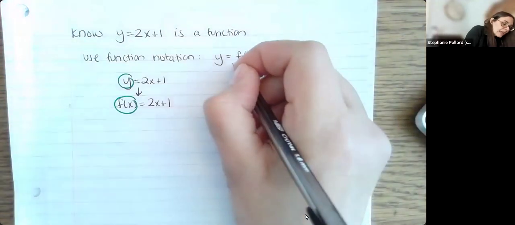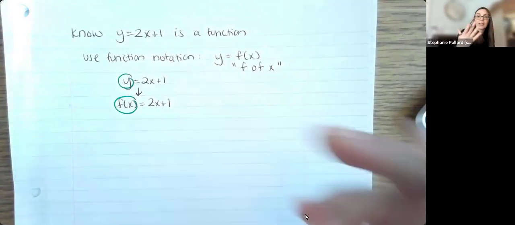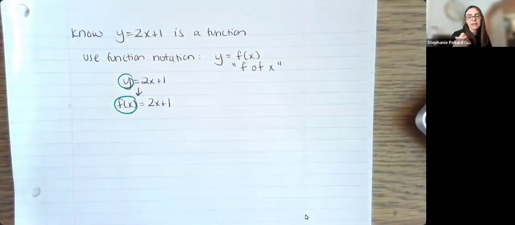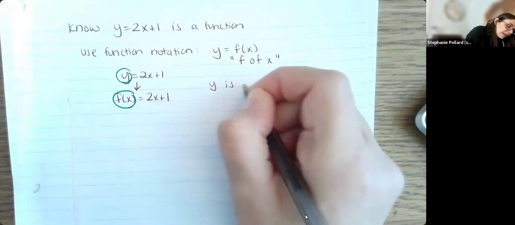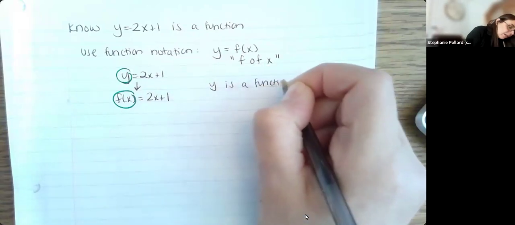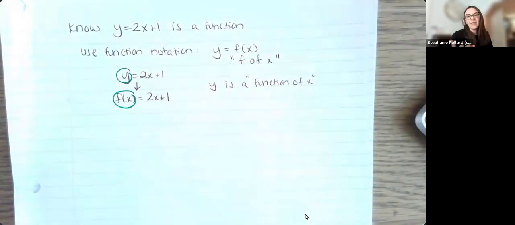Also, we do read this as f of x. Or if you use different letters, you could say g of x, h of x, etc. So that is how we read it in English. Or you could obviously say function of, but we usually say f of x. So formally, y is a function of x, but most of us just say f of x for short.